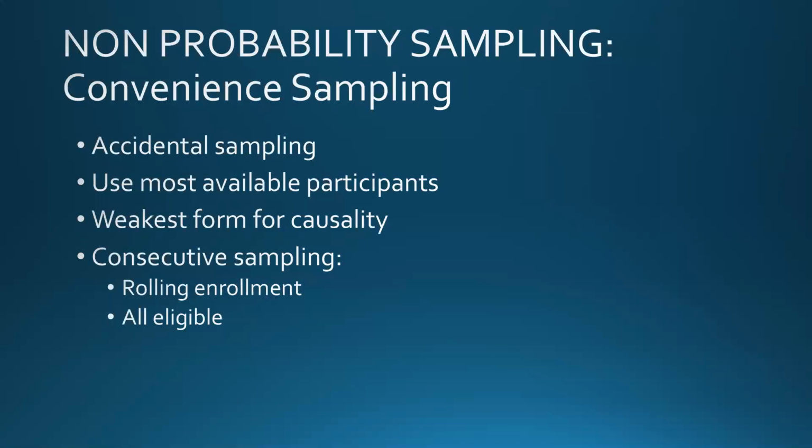So the first type of sampling is called a convenience sample. In this case, you use whoever is most available to the researcher, and you invite those folks to participate. They may still have specific characteristics that you want people to meet, but they are not randomly selected. Instead, it's just a convenience. If you come in the door and you want to participate in the study, you meet the requirements, you're in. So this is the weakest form for causality studies.